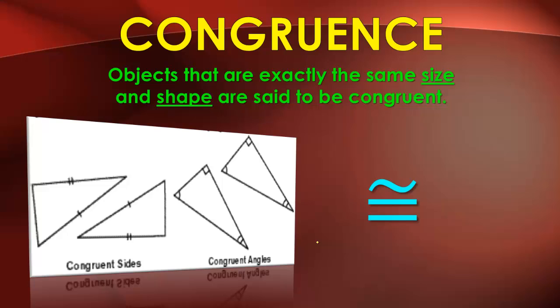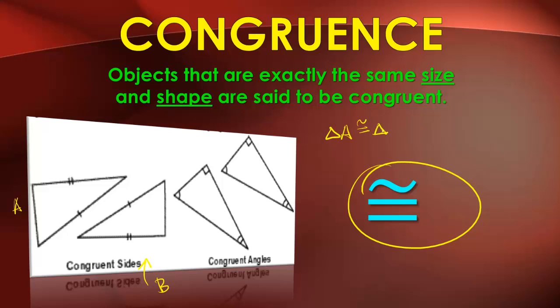Objects that are exactly the same size and shape are said to be congruent. And this is the symbol that you use to show congruence. So if I label this triangle A and this one up here B, I could say that triangle A is congruent to triangle B, if I was given that the triangles are congruent. Right now, all I'm showing here is that these sides are congruent and that these angles are congruent. Okay?